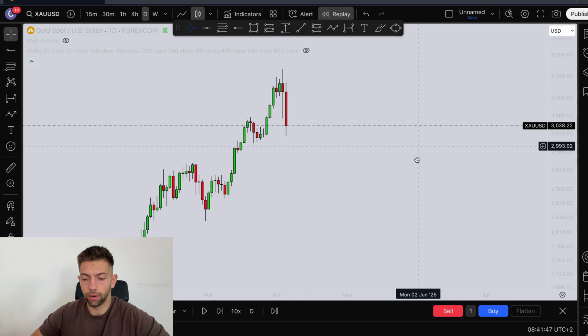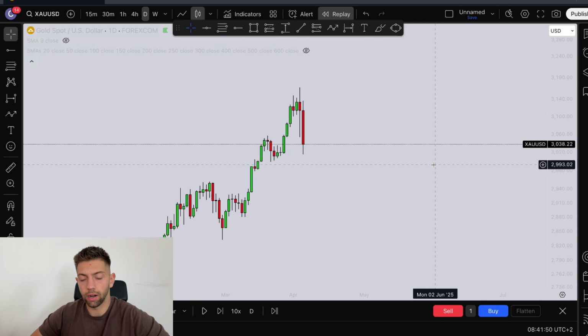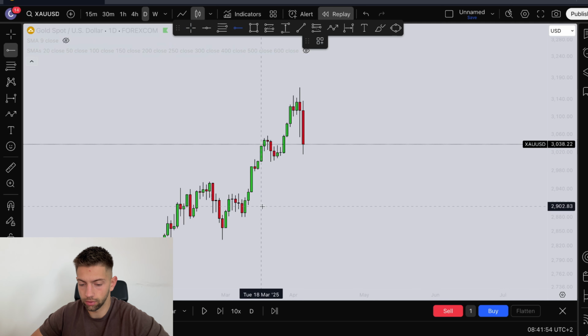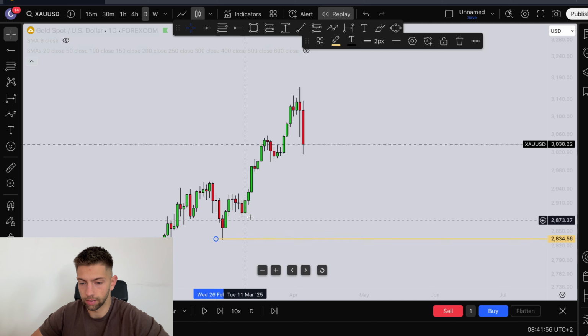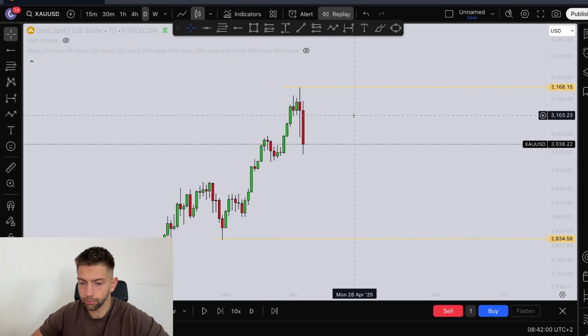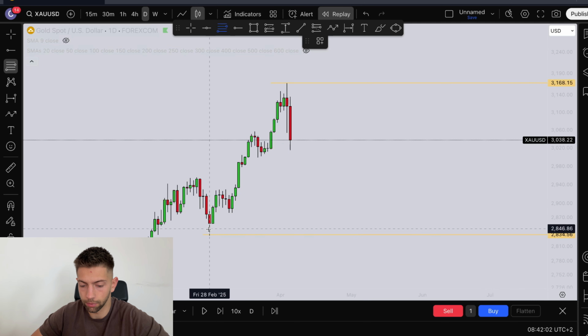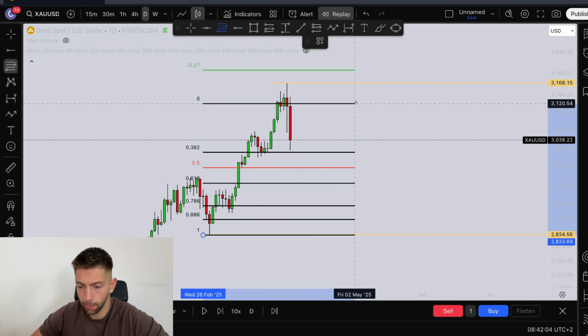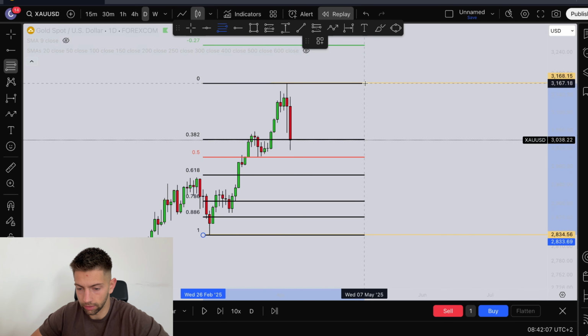On the daily time frame, what I'm doing is marking out my swing low and swing high of this trend. So in this case, this is a swing low and this is a swing high. Also on a daily, I'm using my fibs from A to B, and I want to see a pullback of at least 38.2.